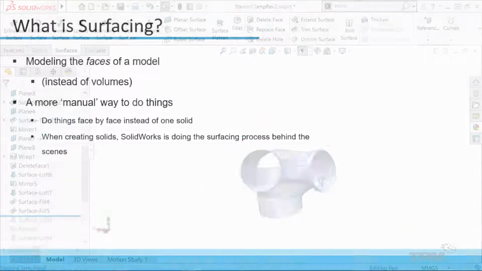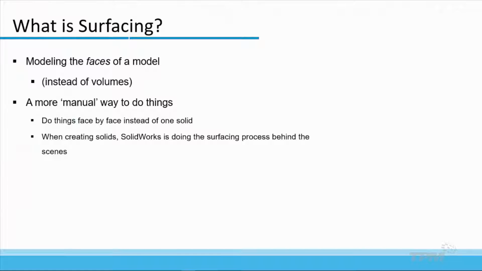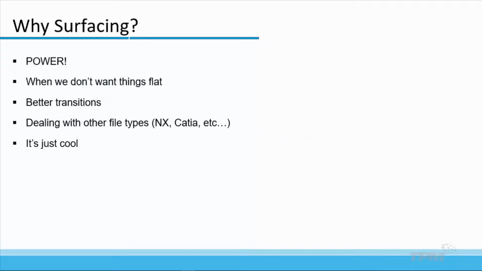First, let's talk about what surfacing is. It's a completely different modeling approach in that we're modeling faces, not volumes. When we model solids, SOLIDWORKS is actually doing the surfacing process for us. Thus, surfacing is a longer, more manual process of doing things. So if it's both longer and more tedious, why would we use it?